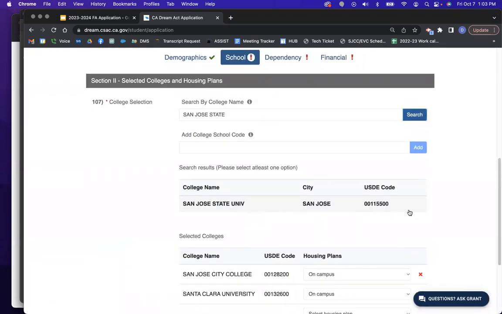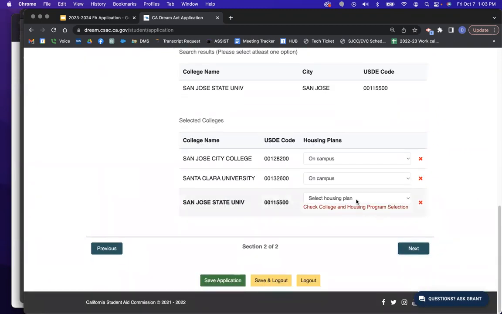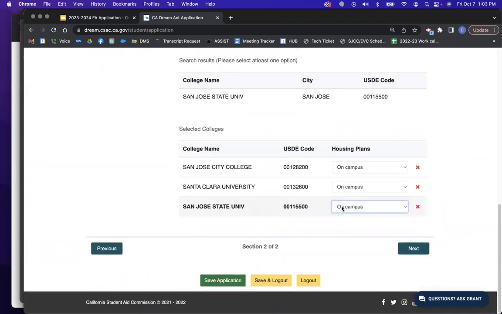And then you click the school, and then it will add it to your list, and then you put what your housing plan is. If you are at least slightly considering living on campus, I would highly suggest that you put your housing plan as on campus so that you can be offered financial aid as if you're living on campus. And then if you decide not to go through with it and you don't submit a housing application, then your financial aid award gets adjusted automatically. So there's nothing else you need to do.